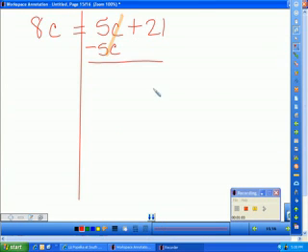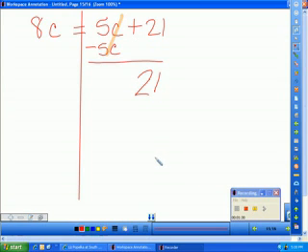A very common mistake is for people to think that they need to subtract 21 minus 5 and get 16. That is not the right thing to do. Hopefully you remember from when we were simplifying algebraic expressions that if you have a variable, you cannot do 21 minus something with a variable because they are not like terms. So that 21 has not been affected by that minus 5c. So you're simply going to bring it down.